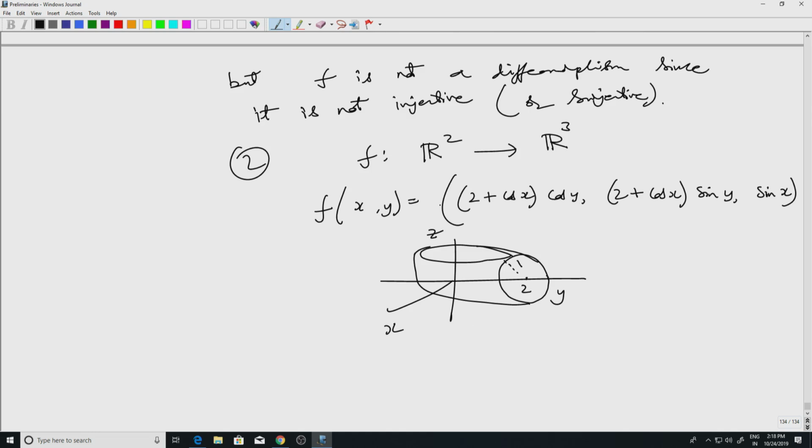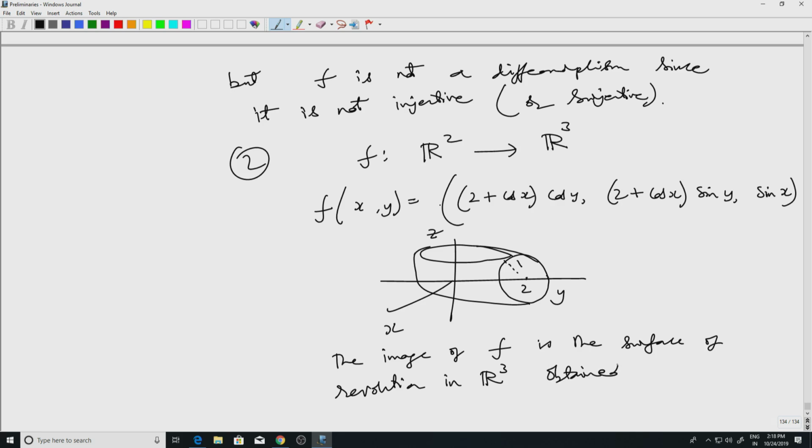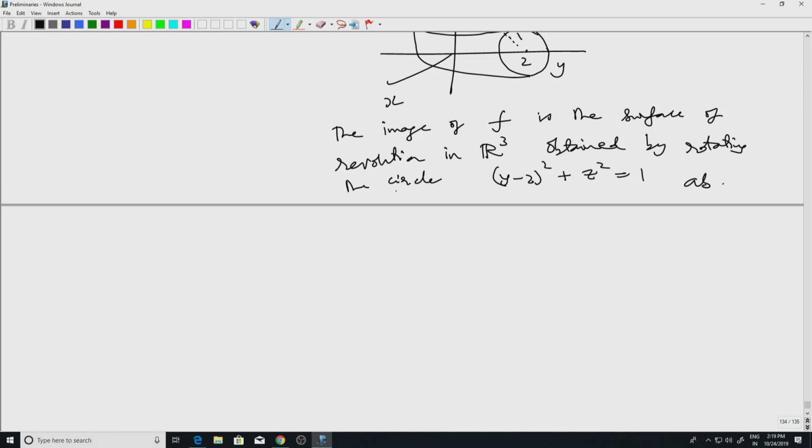So let me first just say the image of f is the surface of revolution in R3 obtained by rotating the circle, where the circle is (y minus 2) squared plus z squared equal to 1, obtained by rotating the circle about the z axis.